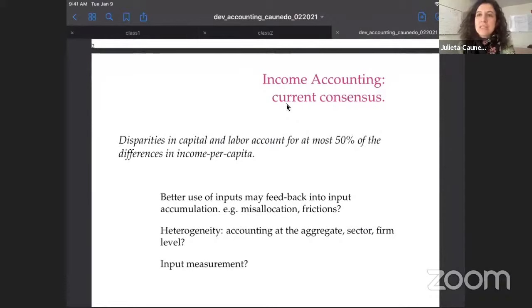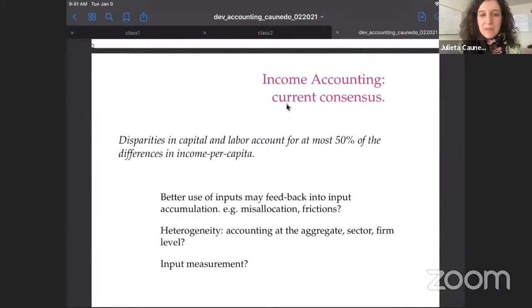Now, there is an issue with interpreting this finding, in the sense that how we use those inputs is accounting for 50% of the differences, and that may feed back into input accumulation, right? So it is important to say that the capital and labor that we see in an economy is not exogenous to that economy. How much you invest in Argentina depends on the environment of the economy in Argentina, okay? And the links to the world, et cetera, et cetera.